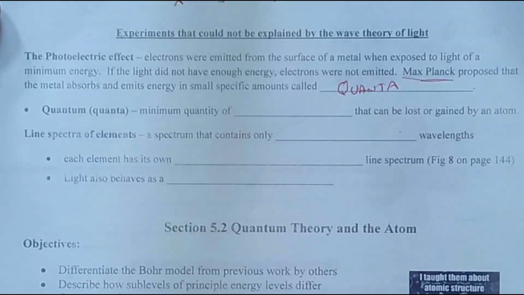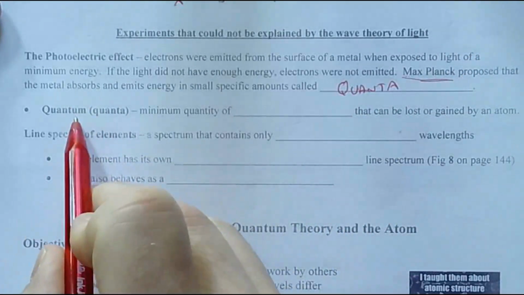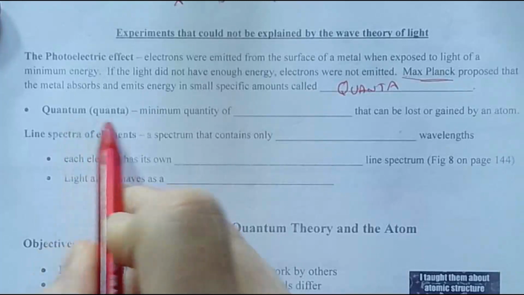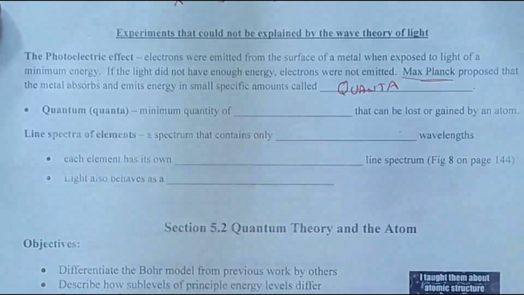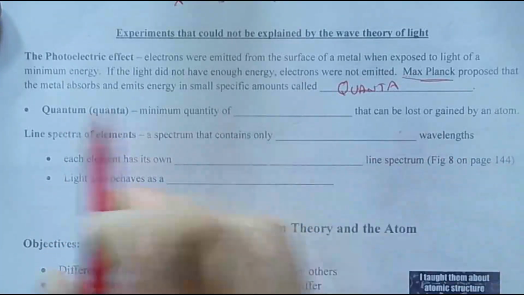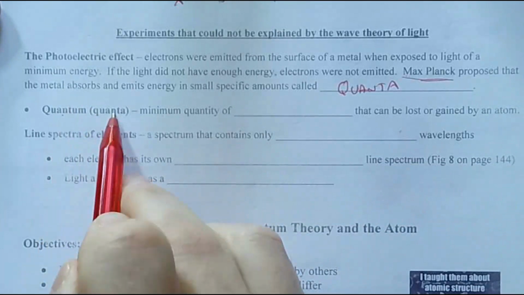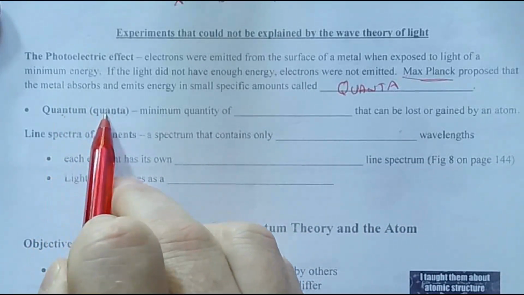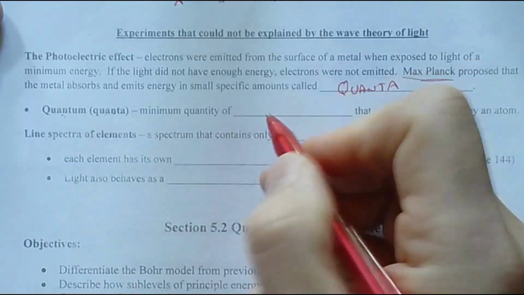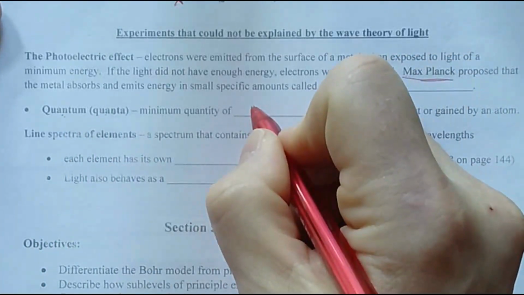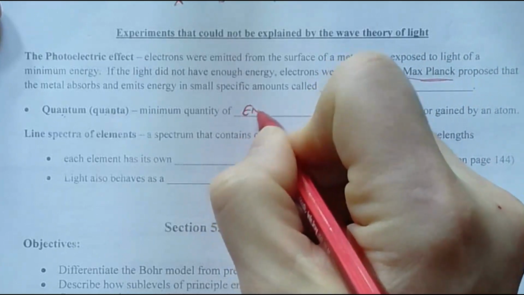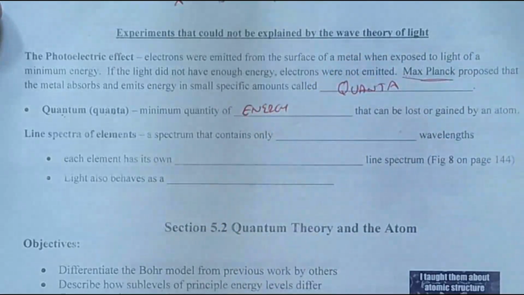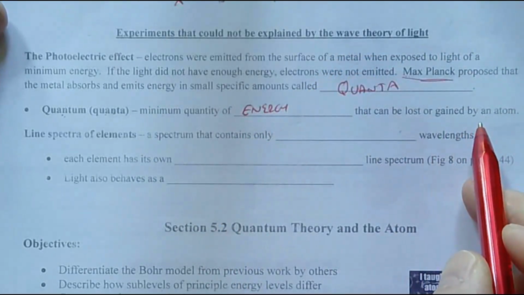Vocabulary word: quantum, which is the singular of quanta, like cactus, cacti. Well, this is quantum, and the plural is quanta. And a quantum was just defined as a minimum quantity of energy that can be lost or gained by an atom.